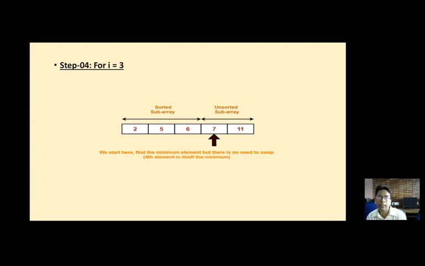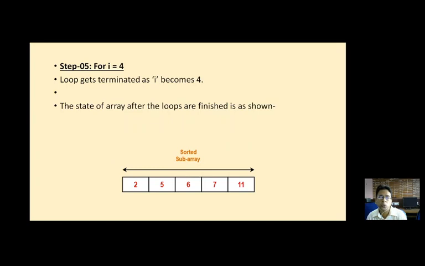So we exit out of this for loop, and the final array is a sorted one. So finally, when I equals 4, we finish the for loop, and the final sorted array looks like this.